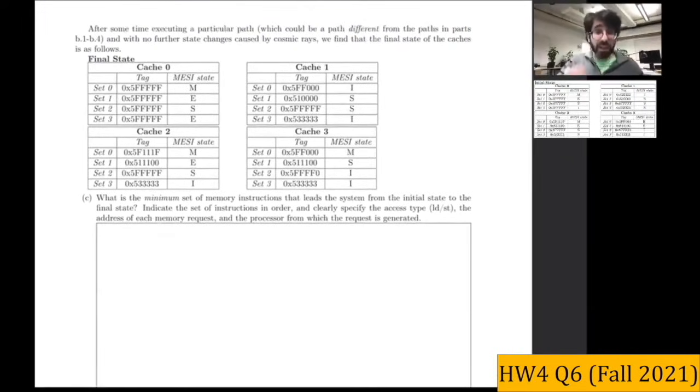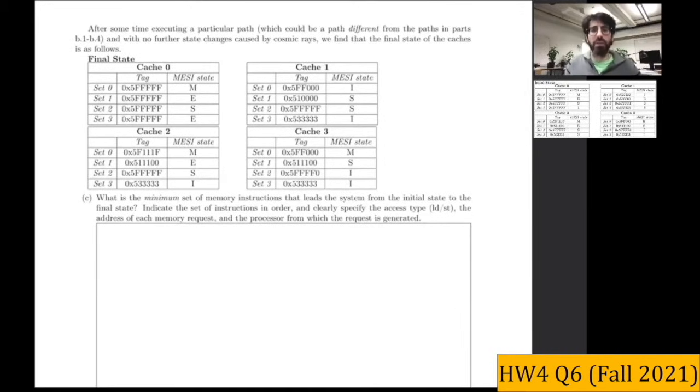After some time executing a particular path, which could be different from the paths in the previous parts, and with no further state changes caused by cosmic rays, we find that the final state of the caches is as follows, and we see the final state here. The question is, what is the minimum set of memory instructions that leads the system from the initial state to the final state? Indicate the set of instructions in order and clearly specify the access type, load or store, the address of each memory request, and the processor from which the request is generated.